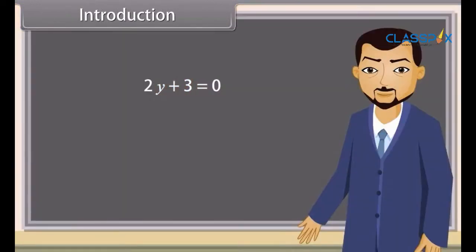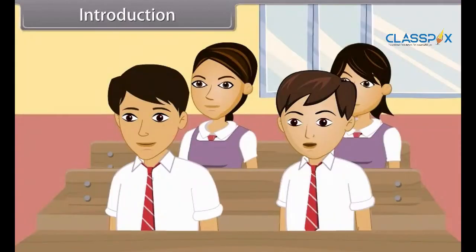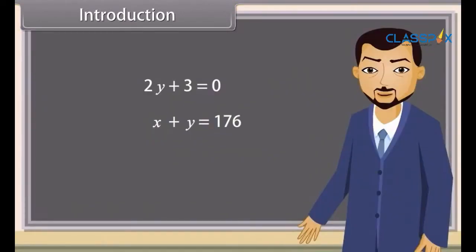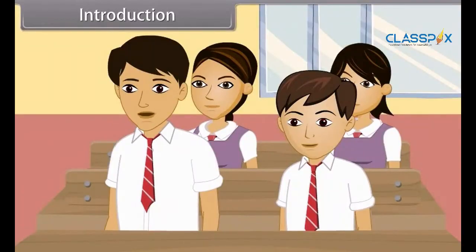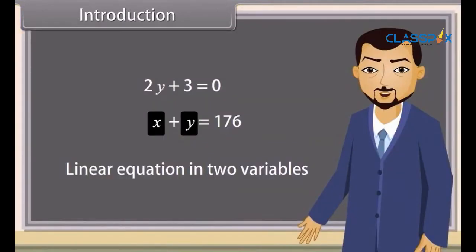Correct. Now tell me which equation is this? This is also a linear equation. Yes, this is also a linear equation, but it has two variables, x and y. So it is called a linear equation in two variables. We want to know more about this, sir. Okay, so we will study linear equations in two variables today.